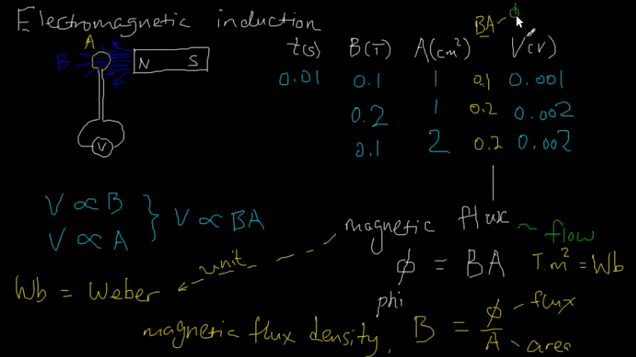Now, one important thing to note is that when this magnet is moved away, the phi drops to 0. Okay, so the important thing to note here is that it is this change in the flux that induced the voltage. So I'm going to add the word change down here to remind ourselves.